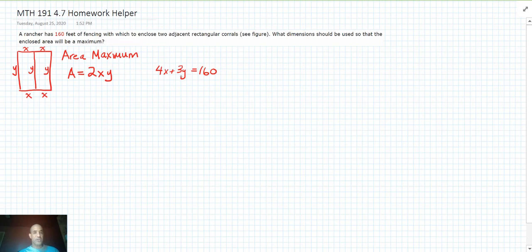So what we're going to do is use this secondary equation, solve for one of the variables, substitute that expression into the other equation, and then use that to maximize. Take the derivative, set the derivative equal to 0, find where that derivative is undefined and where it's equal to 0, and use those critical numbers to do our first derivative test, or maybe our second derivative test. We'll see when we get there.